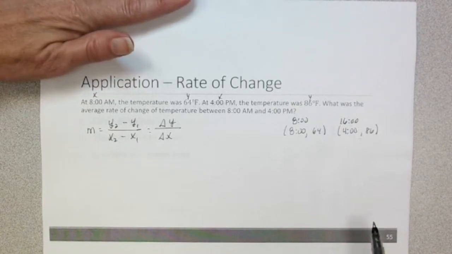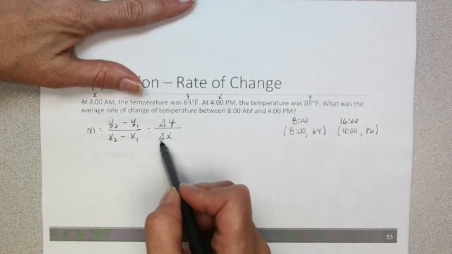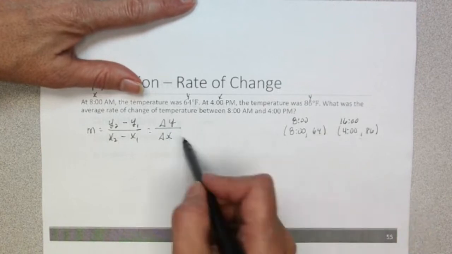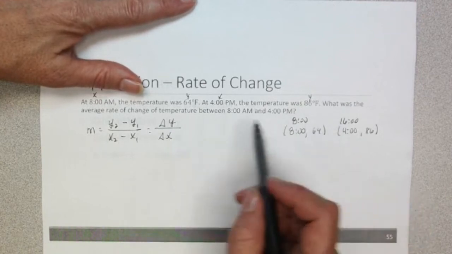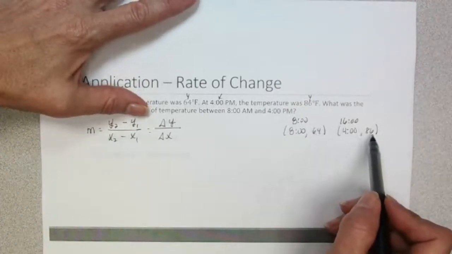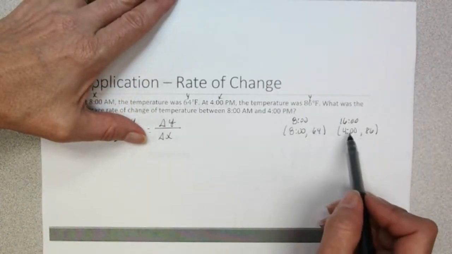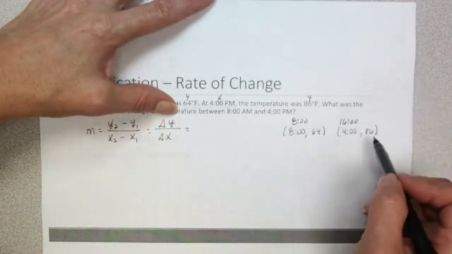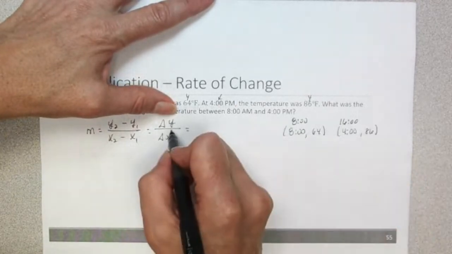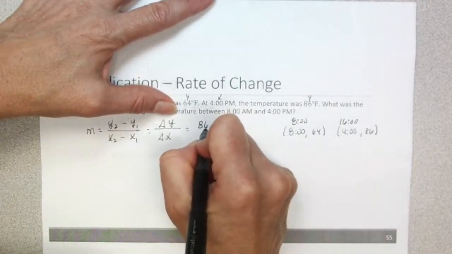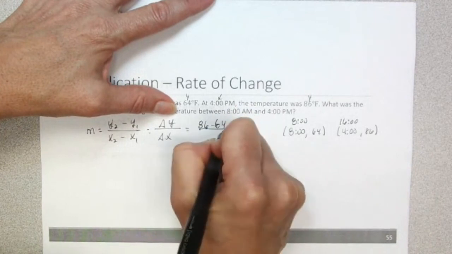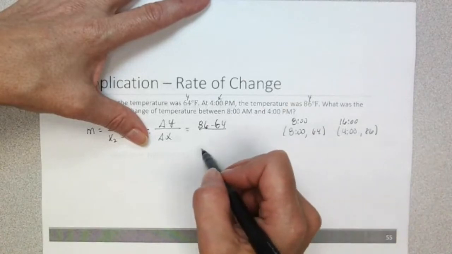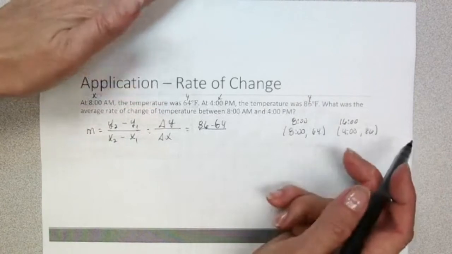Or I could just use my interpretation of rate of change as the change in the outputs, or the change in the temperatures, over the change in the inputs, or the change in the times. Or the change in the dependent variable, temperature, over the change in the independent variable, time. The change in the y's is going to be 86 minus 64. The change in the x's, I don't want to say 4 minus 8, do I? No, I'm going to end up with some negative value, and we see the temperature rising.